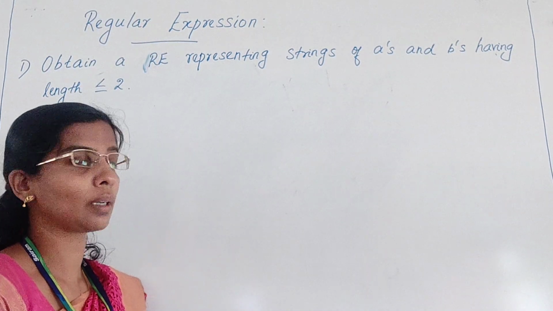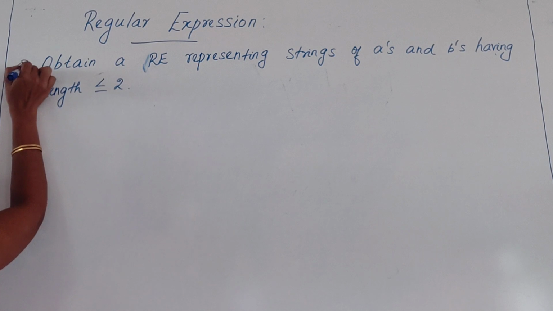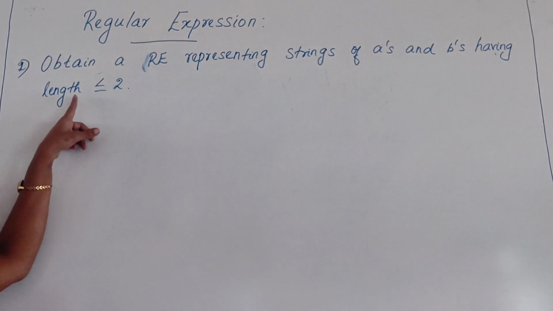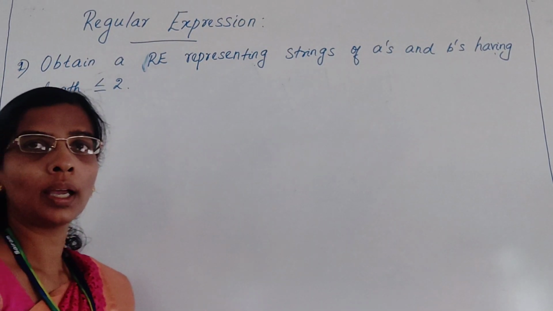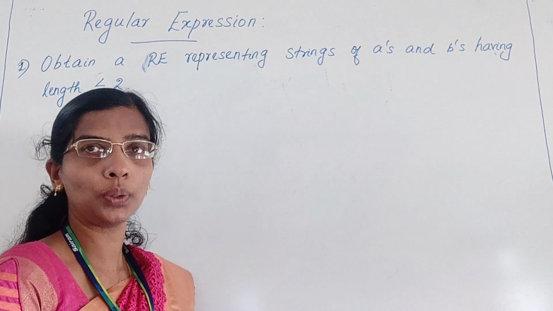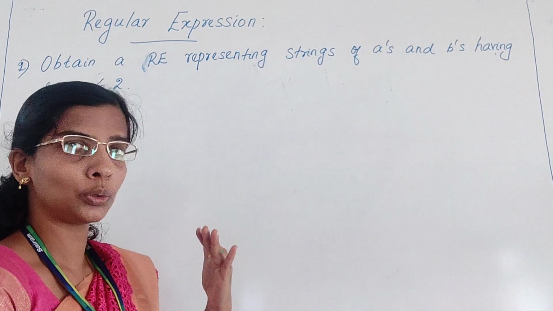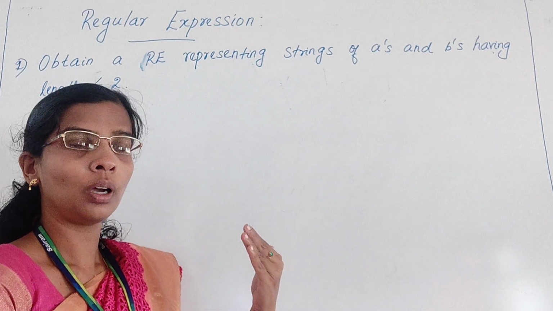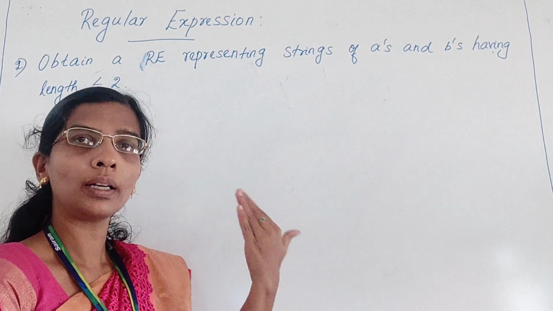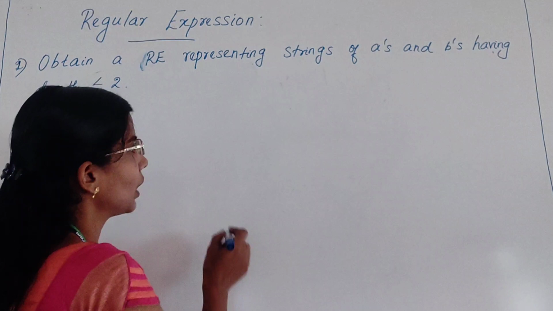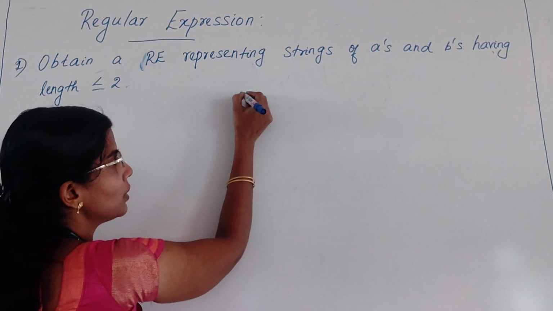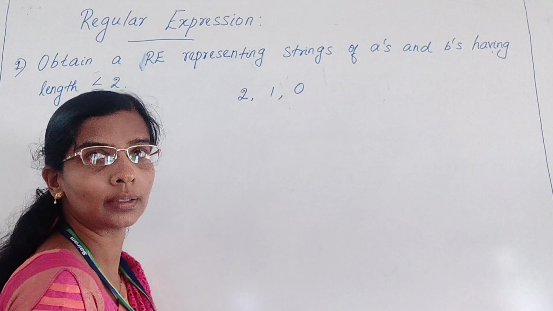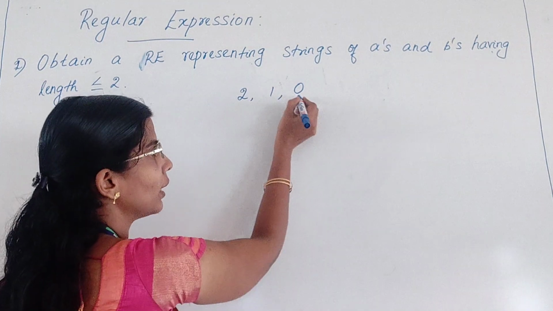Students, we will discuss one more sum. The second sum is: obtain a regular expression representing strings of A's and B's having length less than or equal to 2. Less than or equal to 2 means I can have strings of length 2, or length 1, or it can be an empty string. Even 0 length is possible.